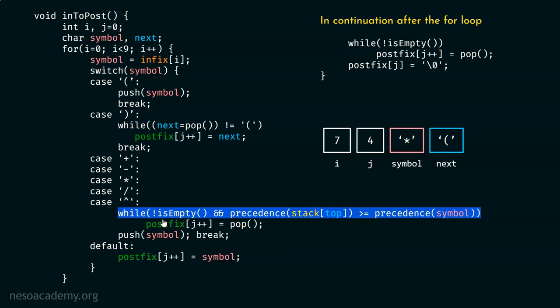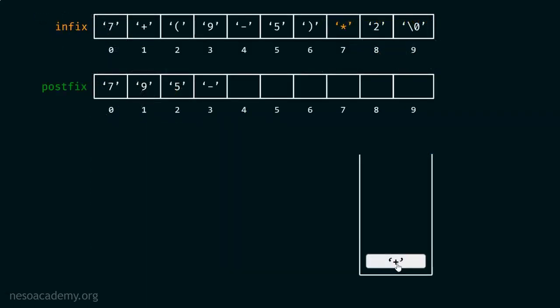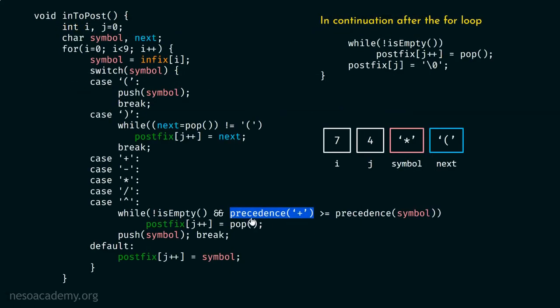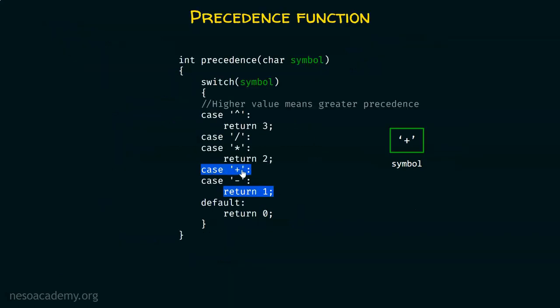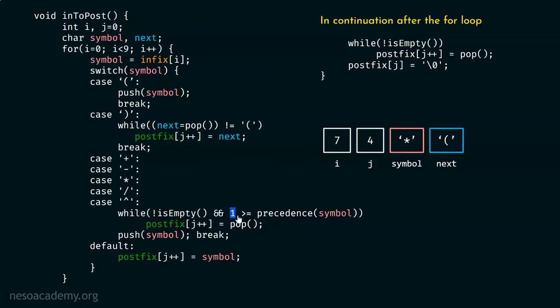And here we have while not is empty and precedence of stack top greater than or equal to precedence of symbol. We know stack is not empty, right? So we'll check this line of code. Is precedence of the topmost element of stack greater than or equal to precedence of the symbol? Let's check this. What is the topmost element of the stack? Topmost element is plus. We will check the precedence of plus. We know that the precedence of plus is 1. So we'll receive 1 over here.